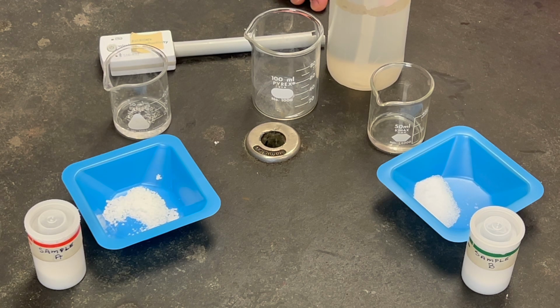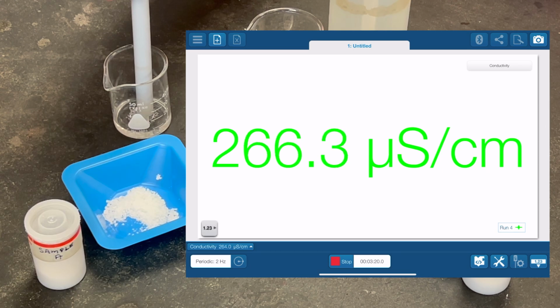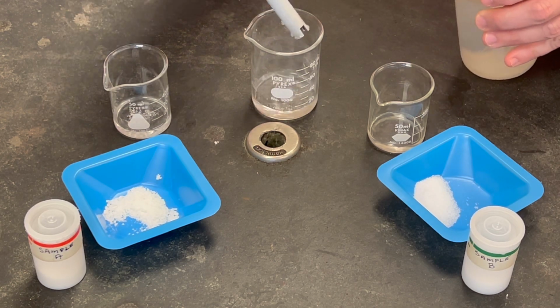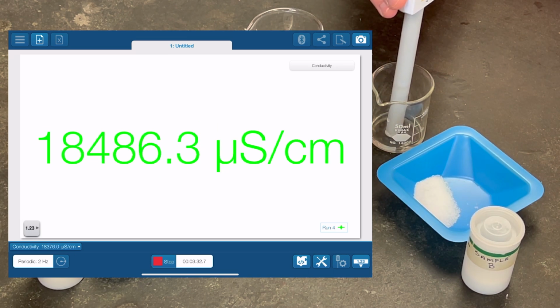Using these samples, we will determine the conductivity of the crystals in water. We will use the conductivity probe, rinsing between trials to avoid contamination. Don't forget, low numbers are poor conductors and high numbers are good conductors. Let's test sample A. Record the data in your data tables. Now for sample B. Record your data.